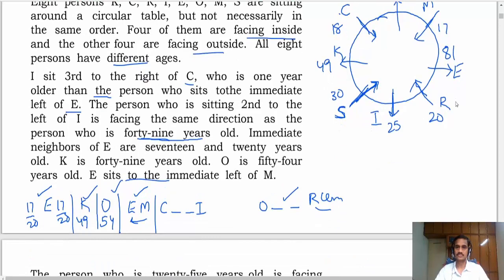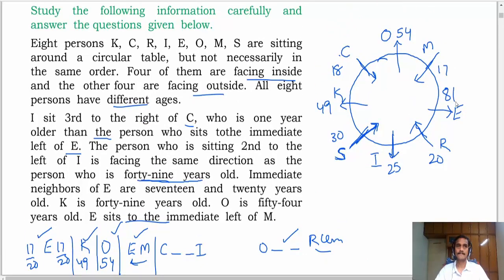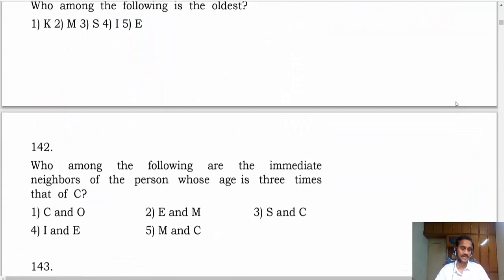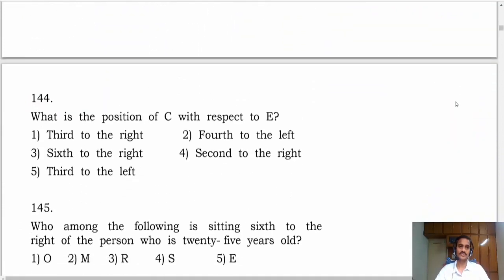Clear now? Questions 141 to 145. Then next one. Next one is 146 to 150.